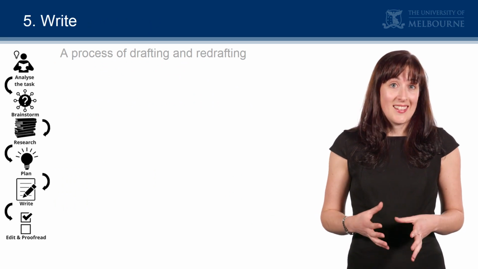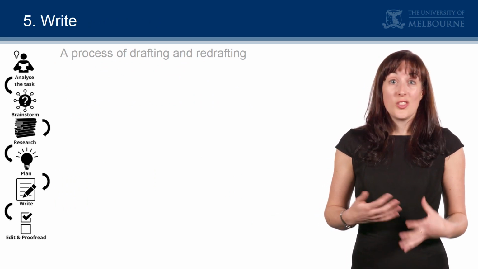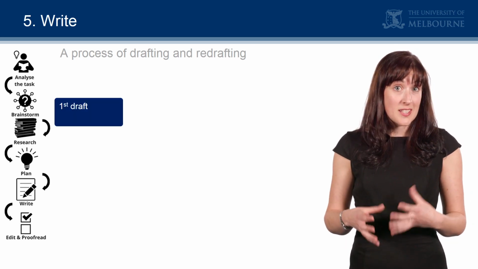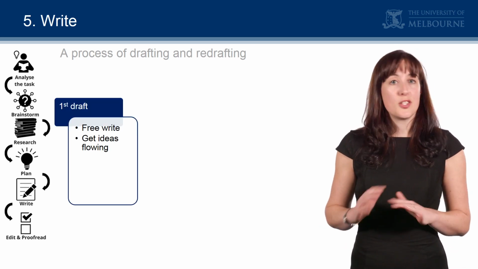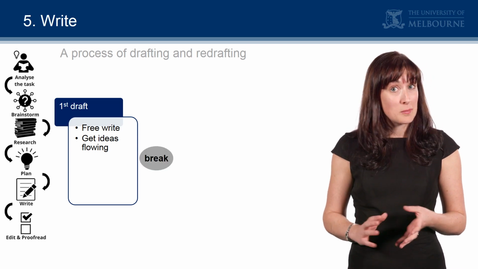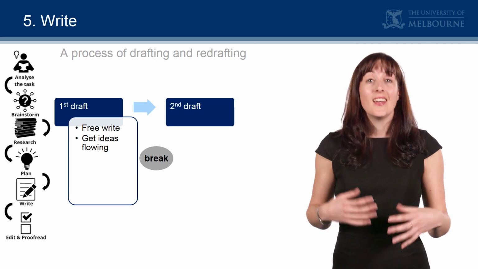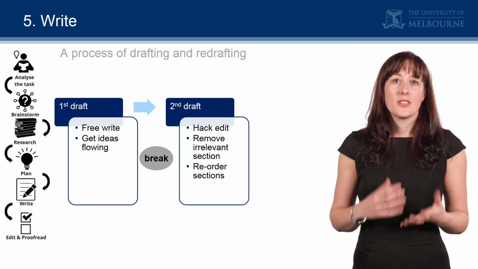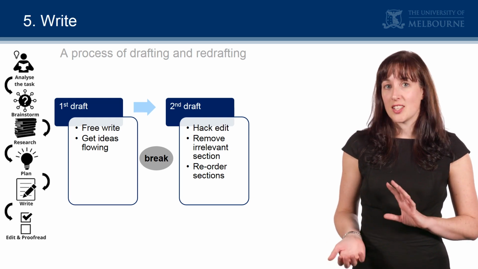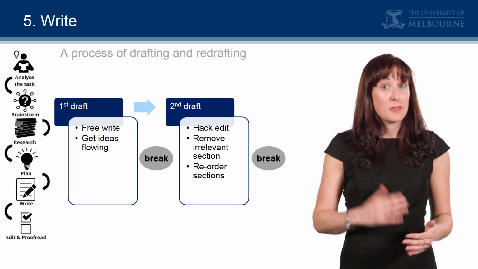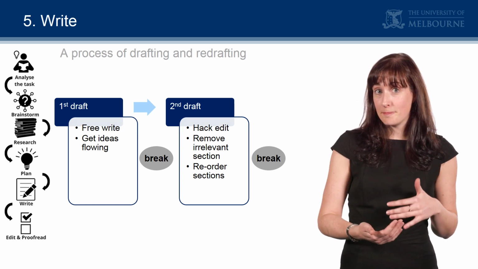Using your plan as a guide, start writing. You'll need to do a few drafts to get it right. Your first draft is about getting your ideas flowing. Don't worry about the word count or making things perfect. Take a break before your second draft. During your second draft, reread your paper. You might find that you need to remove repetitive or irrelevant sections or shift things around. Take another break before you move on to the third draft.